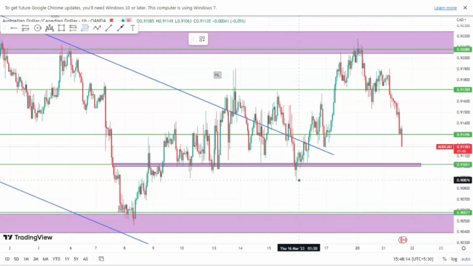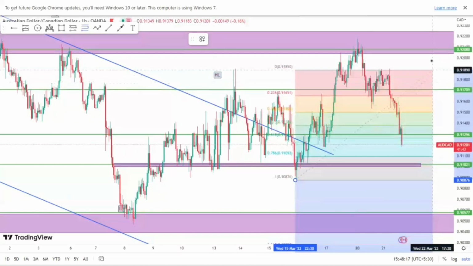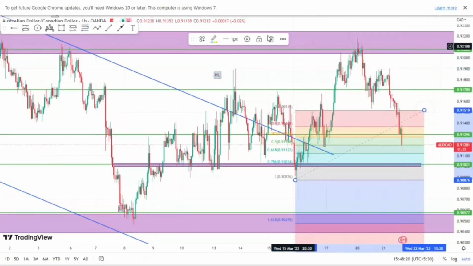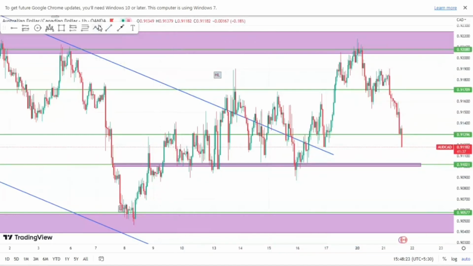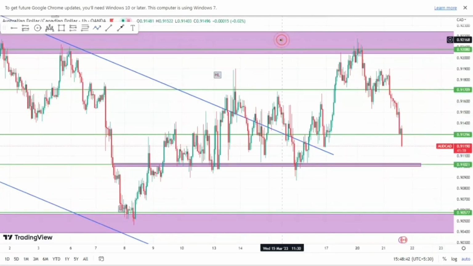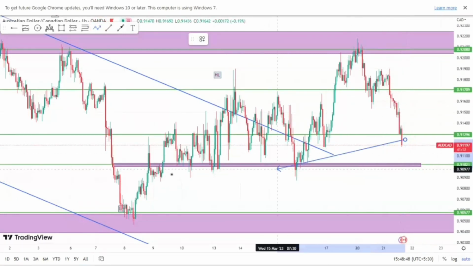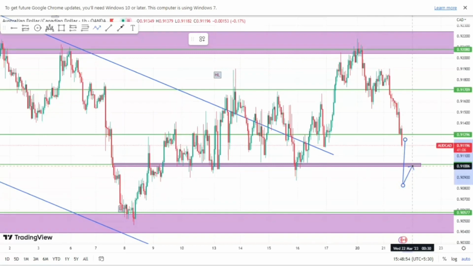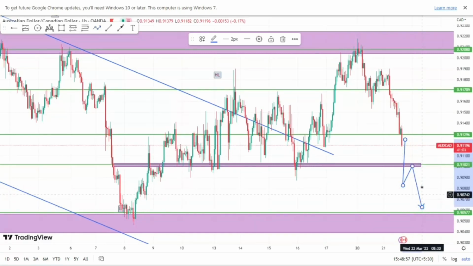Now we are only looking for entry points. If the market comes like this and gives us sort of a double bottom, then we are looking for further buys. If not, and the market breaks this strong support structure, then we might be looking for further shorts to the downside.